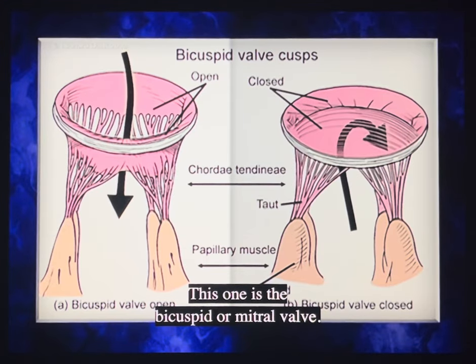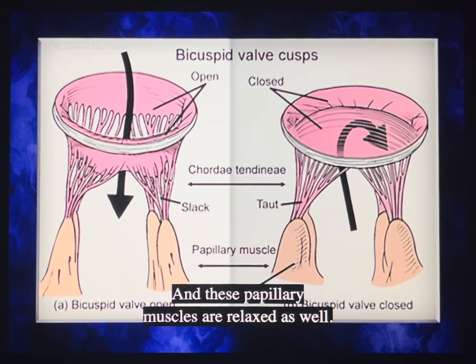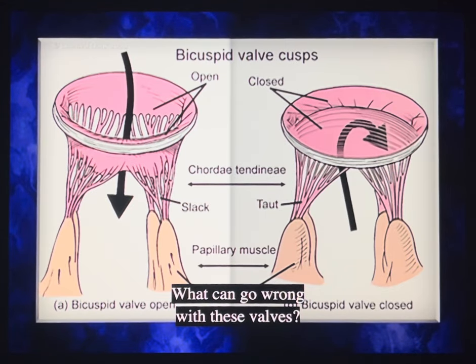This one is the bicuspid or mitral valve. And here are the chordae tendineae, which are relaxed, and these papillary muscles are relaxed as well. What can go wrong with these valves?